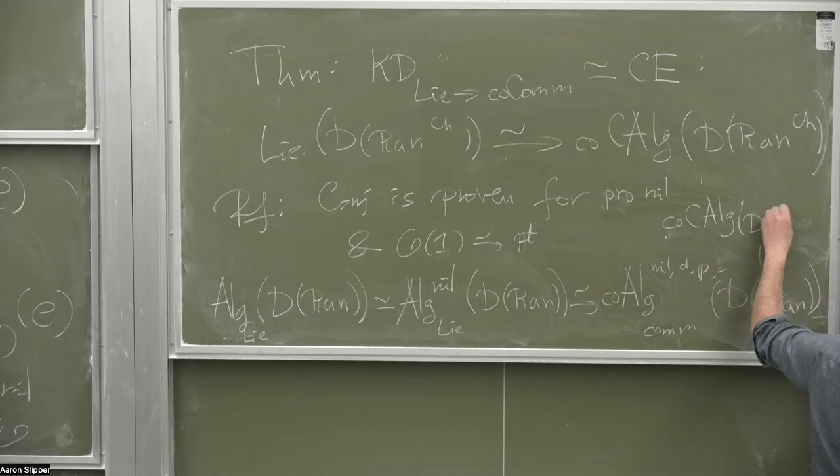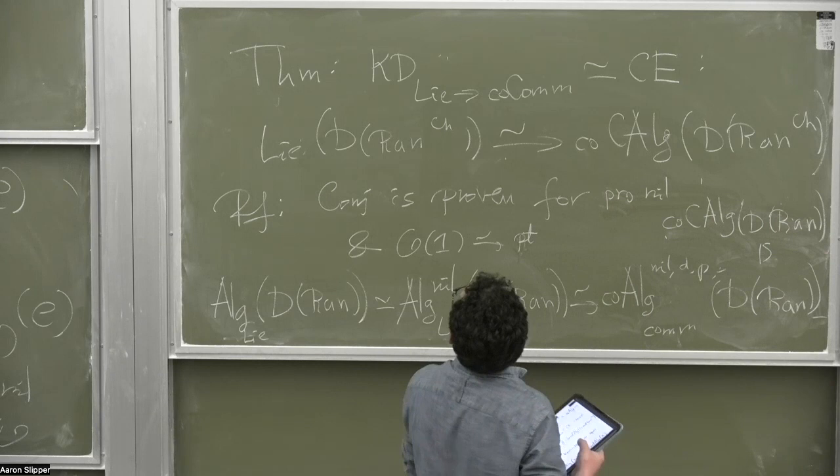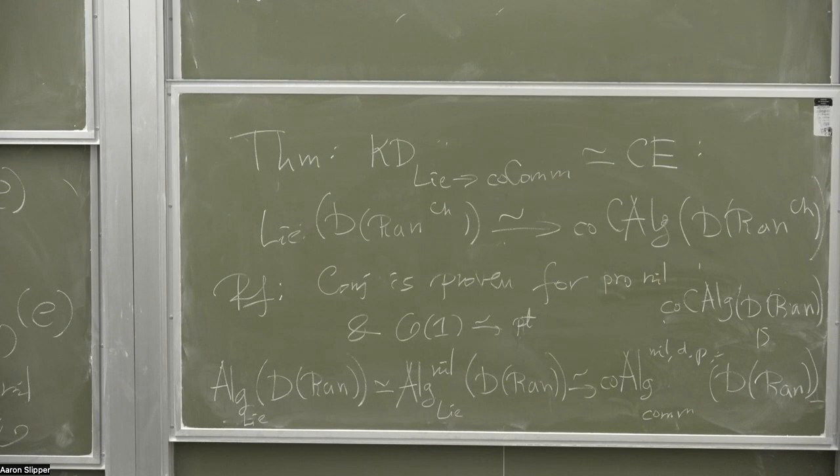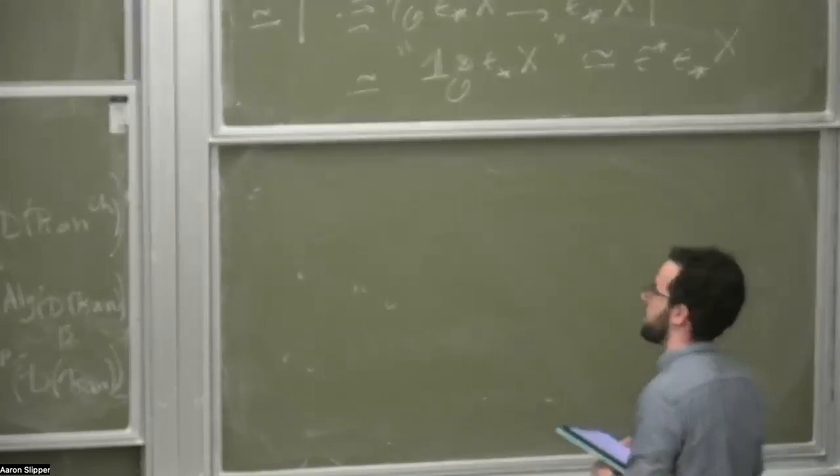So the last thing to talk about is why it will restrict to an equivalence between chiral algebras and factorization algebras. Just one quick comment, this conjecture is false.